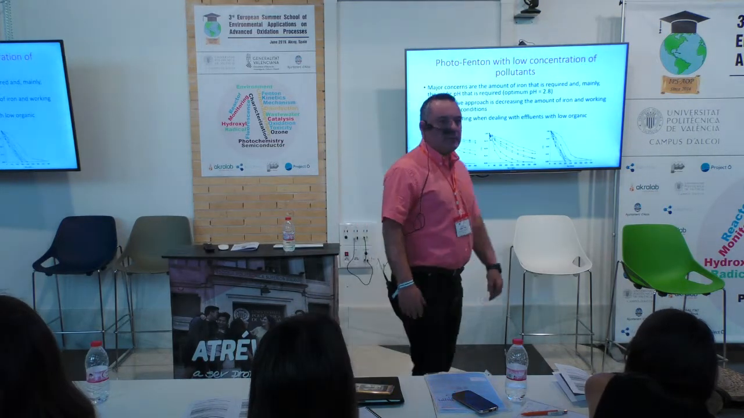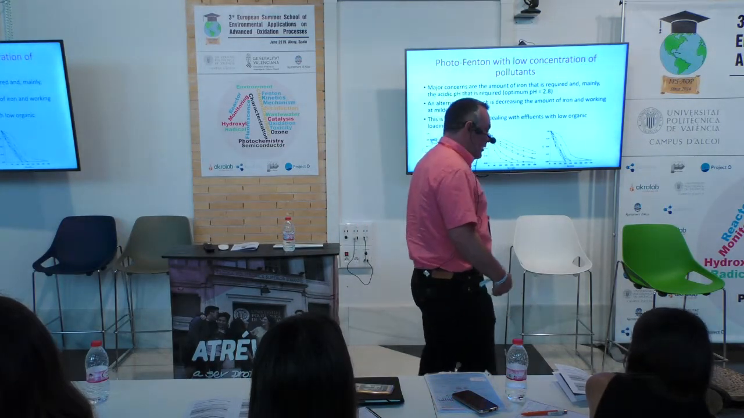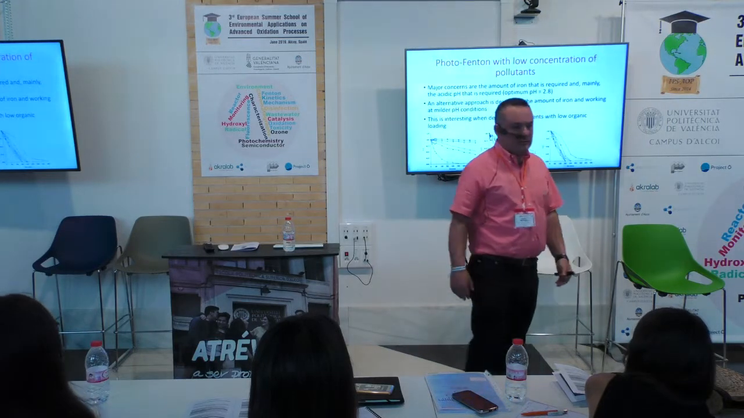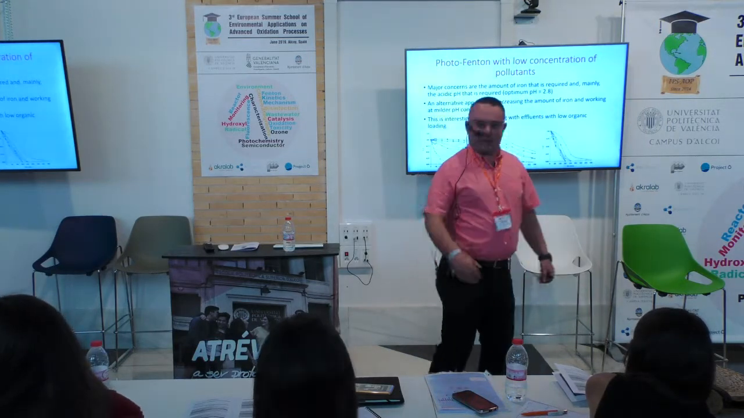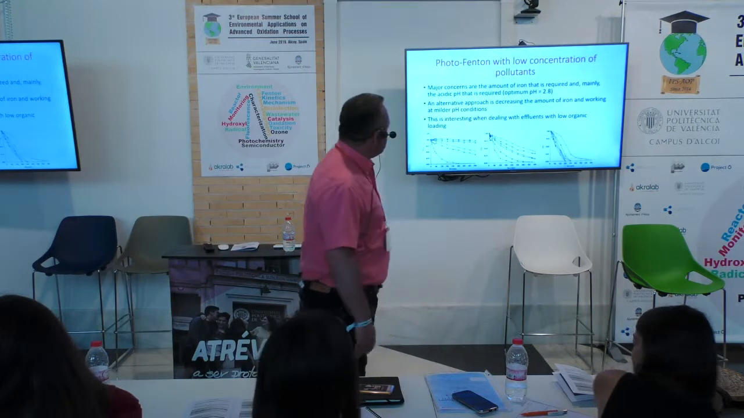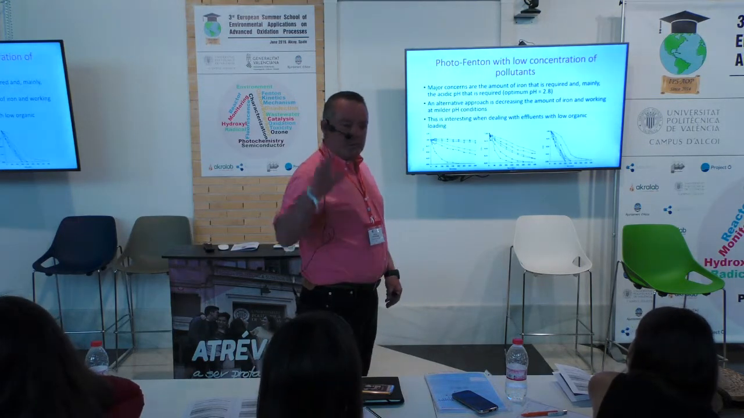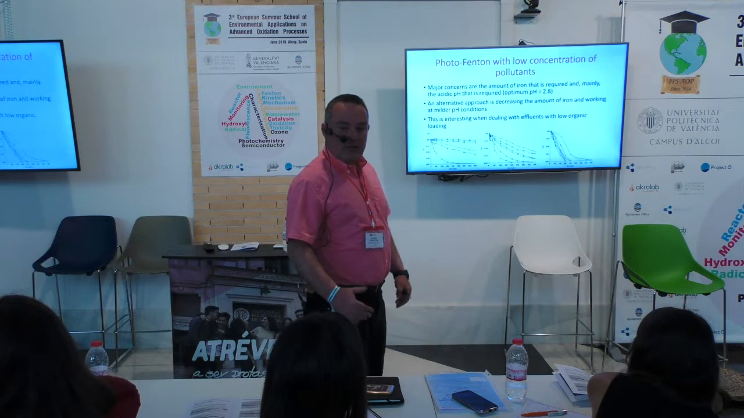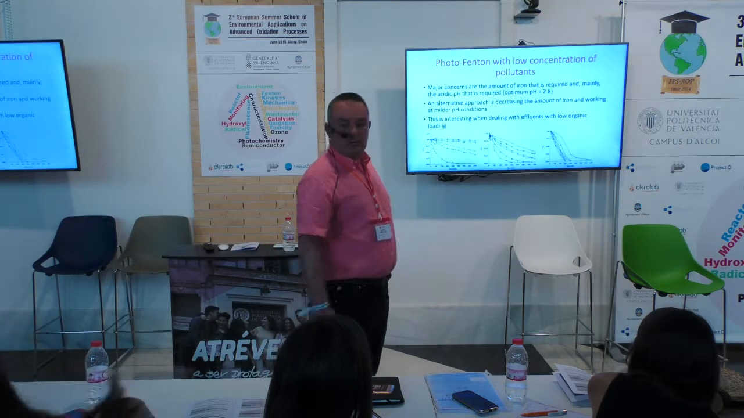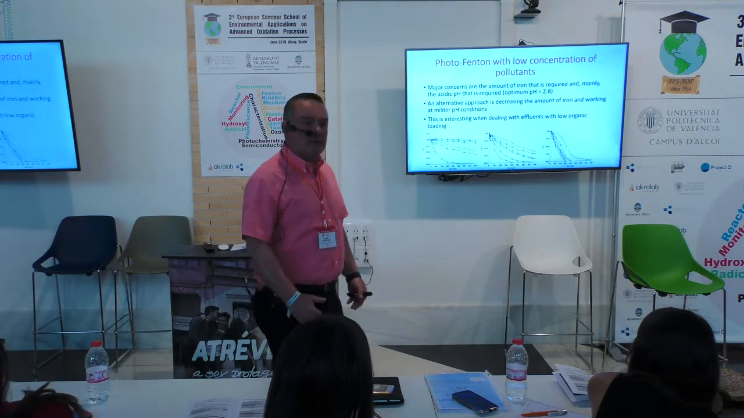What happens if we treat pollutants at very low concentrations, nanograms, micrograms per liter? Okay, in this case, you can see, it is not wise to go to pH 2.8, but it is better to try to work at milder conditions. However, this is not so easy.